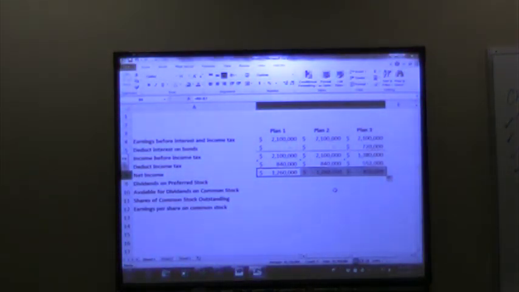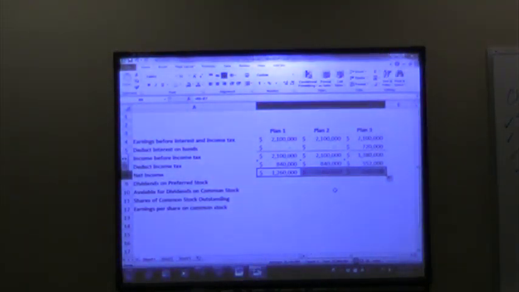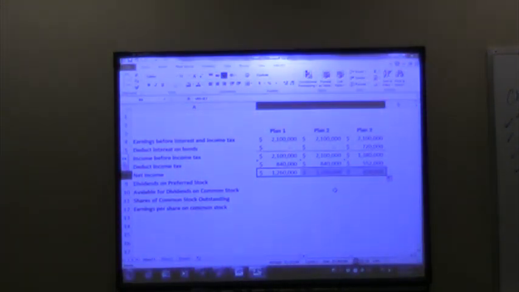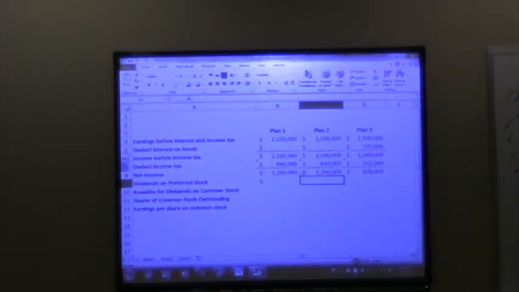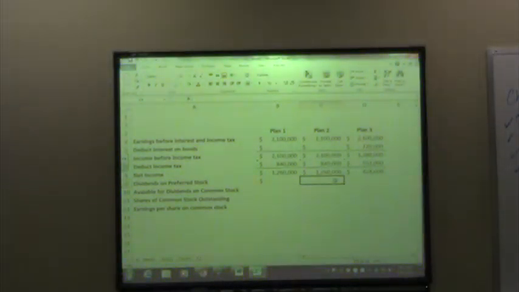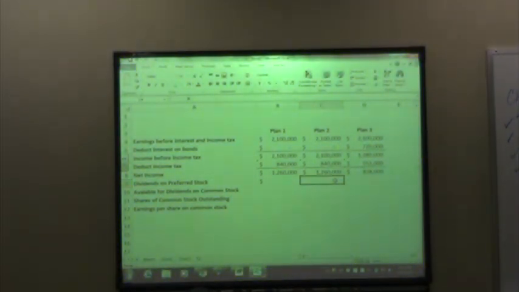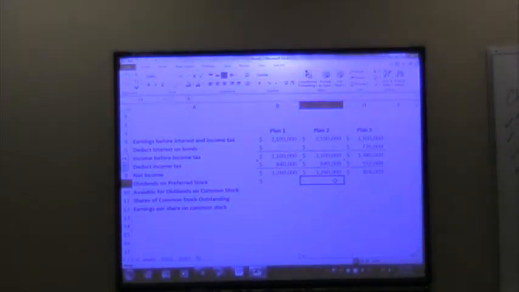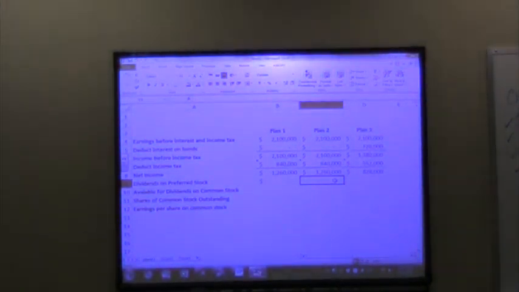All right, now I'm going to take a look at my dividends on preferred stock. As you can see in the first one, we don't have any, right? So I'm just going to put a 0 in. And then the second one here, I have 9 million. So to get that value, I'm going to take the 9 million divided by the 20, to give me the amount of shares I have out there. And then I will multiply that times the 4%.